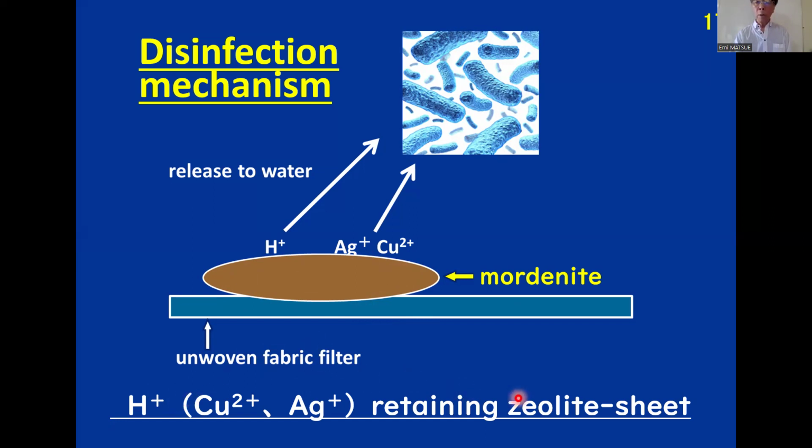With the proton retaining zeolite sheet, I succeeded in killing bacteria. Because the pH of the water dropped to 4 or 3.8, weakly acidic. At the acidic condition, bacteria were killed by the low pH.